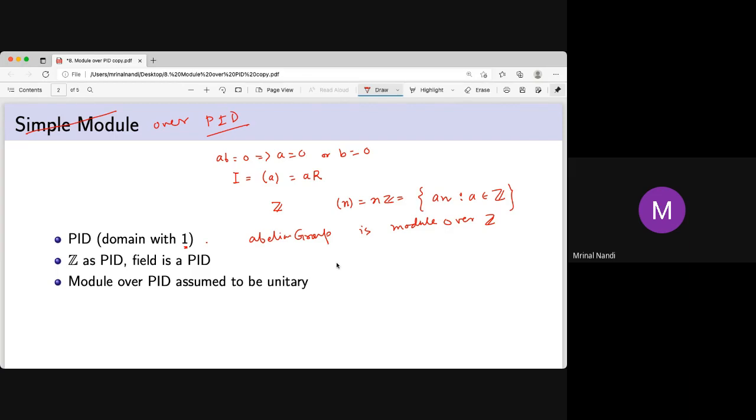The ring has a nice structure, and this module has a nice structure. And we saw in the first video that this is the only ring which has nice structure. Other than PID, the similar results of vector space are not true. So that's why the module over PID is so important. And one thing, the module over PID must be assumed to be unitary, and we know the definition of unitary: 1 times x equal to x for all x in that module. So that is very important.